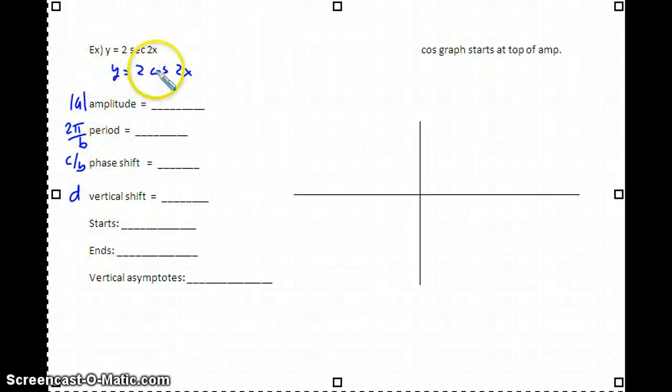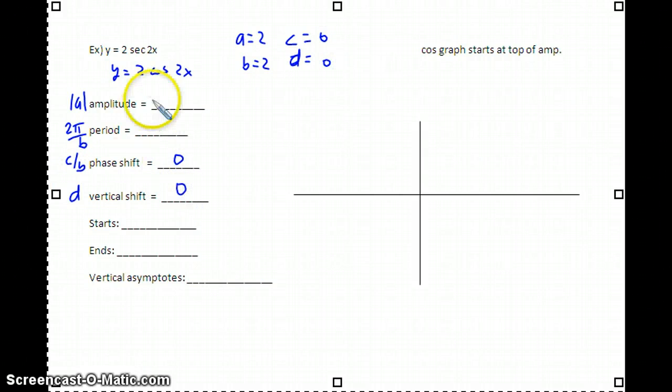So as I look at this, my a value is 2, my b value is 2, and I don't have a c or a d value. So I know I'm going to get no phase shift and no vertical shift. Amplitude is 2, so my graph is going to go up to 2 and down to 2. My period is 2 pi over 2, which is just pi.